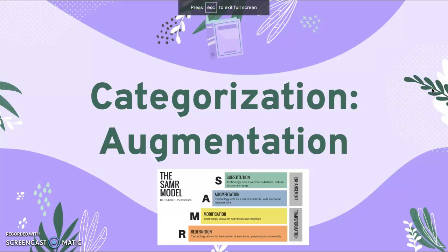And I have categorized this unit as augmentation. I feel it's a good fit because augmentation is technology used as a direct substitute, but there's functional improvement. So the improvement being that students are able to live share, edit, and comment on each other's work instead of having pen and paper or waiting to email it to someone to look over. They can do it right at that very moment and give each other good feedback.